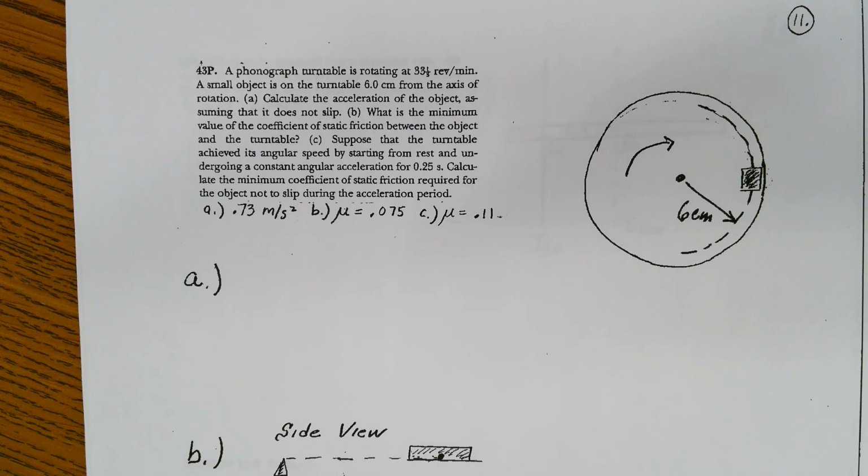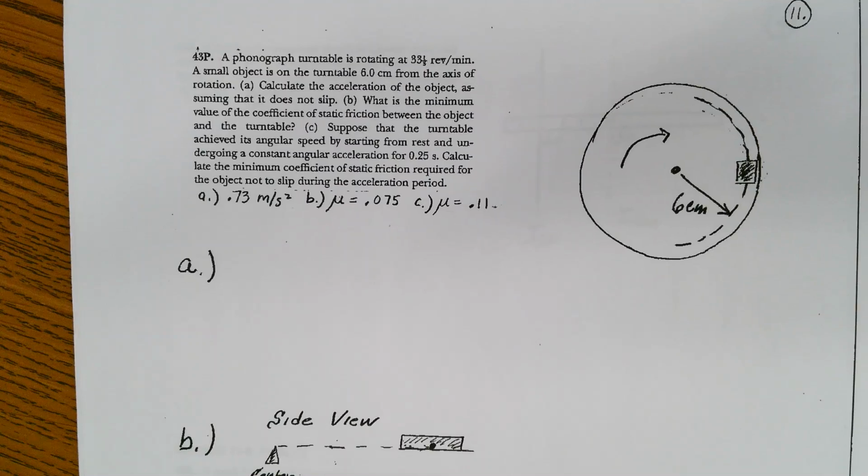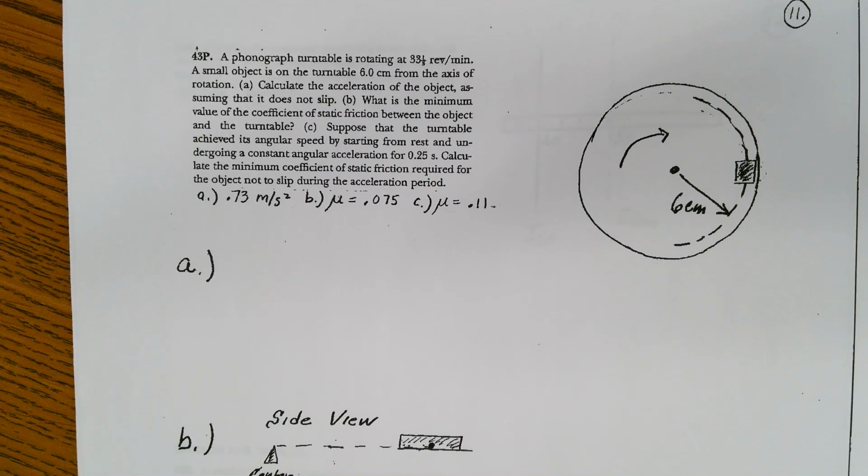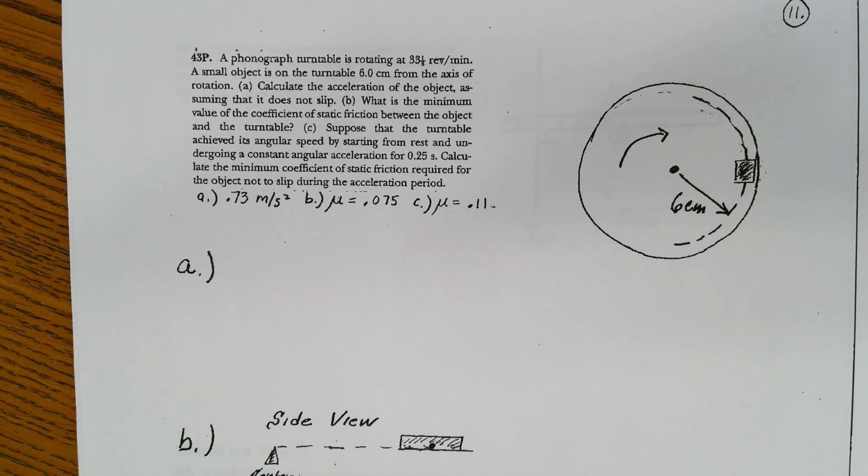A, calculate the acceleration of the object assuming that it does not slip. And B, what is the minimum value of the coefficient of static friction between the object and the turntable? And suppose that the turntable achieves the angular speed by starting from rest and undergoes a constant angular acceleration of 0.25 radians per second squared. Calculate the minimum coefficient of static friction required for the object not to slip during the accelerated period.